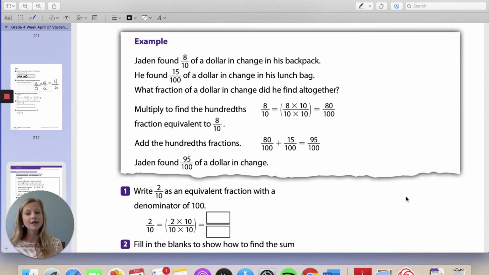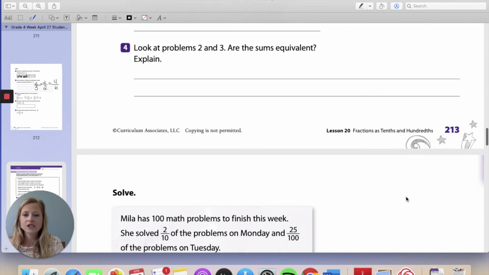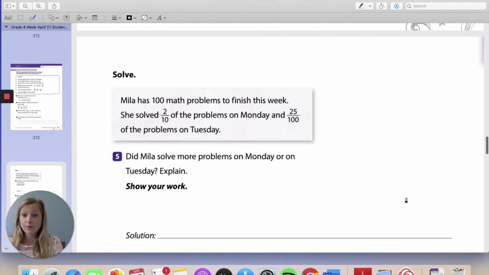10/10, 100 hundredths, which we know is equivalent to 1 whole. So hopefully that was just a good little reminder for you about the equivalent relationship between tenths and hundredths. And now what I would like us to do is scroll down to this problem.